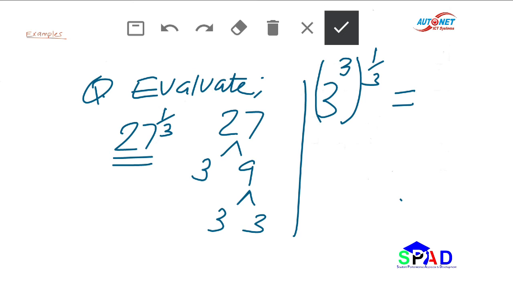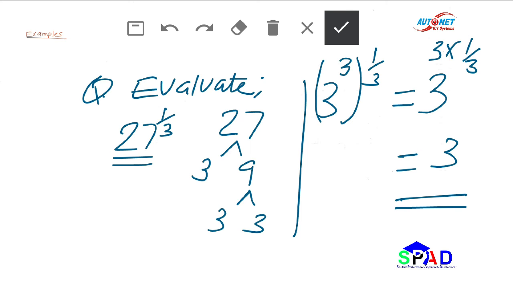And we have seen again, when you raise a number to a power and then raise it again, you simply multiply the powers. So this is simply going to be 3 times a third, which is 3 over 1 times 1 over 3, so the answer will simply be 3. So 27 raised to the power a third is 3, or it's like finding the cube root of 27. So the cube root of 27, which is represented by a third, is 3.